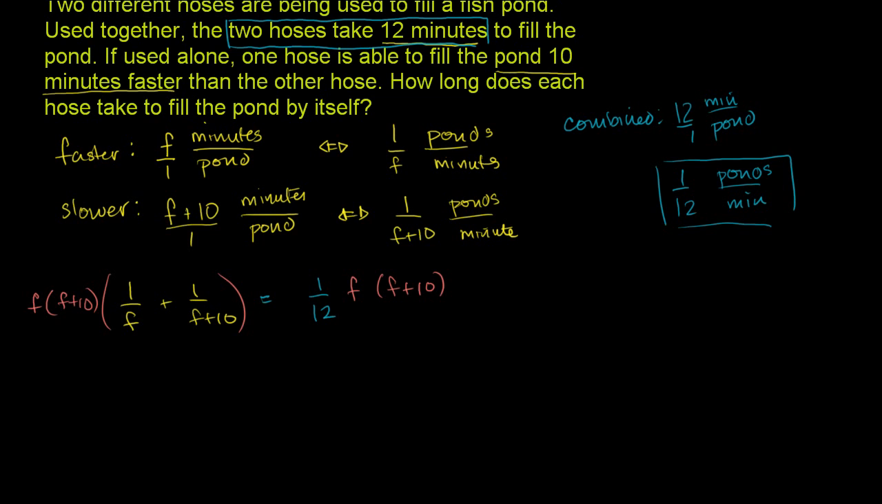So let's distribute this f times f plus 10. So if we multiply f times f plus 10 times 1 over f, that f and that f will cancel out, and we're just going to be left with an f plus 10.